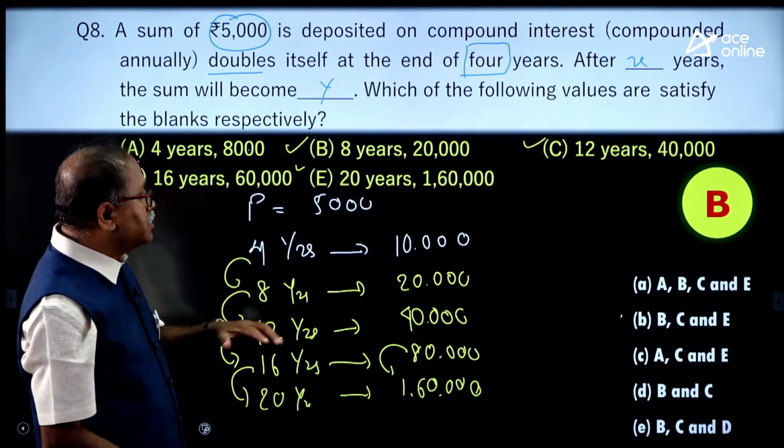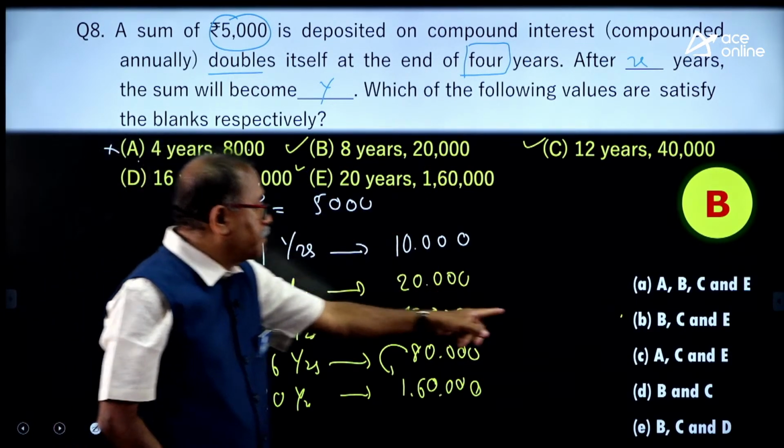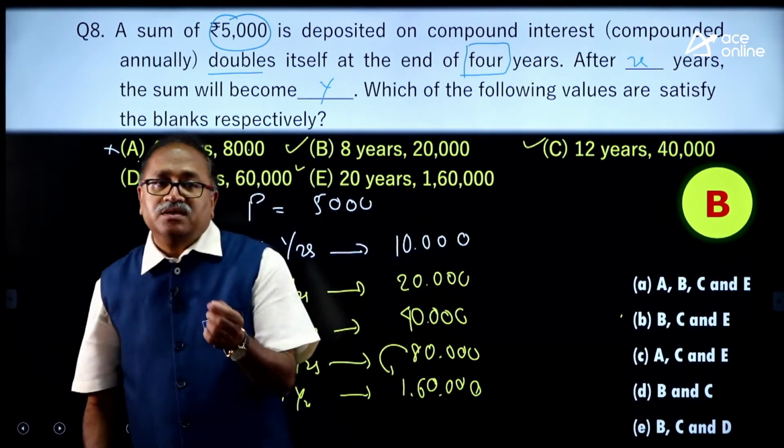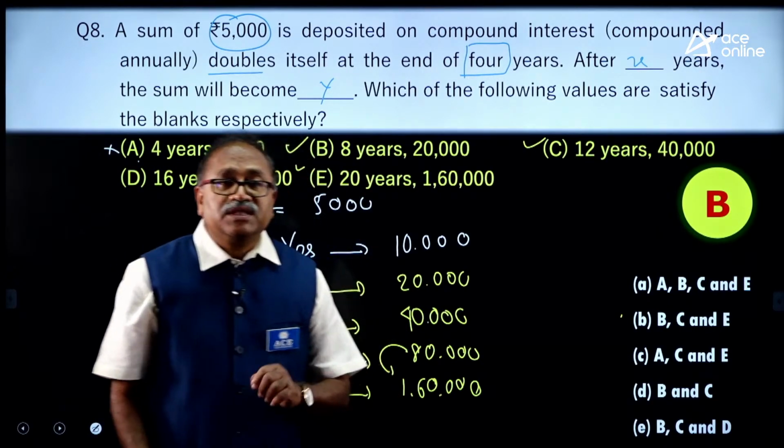So, rightly said here B, C and E. You can see that B, C and E. So, option B is the correct answer.